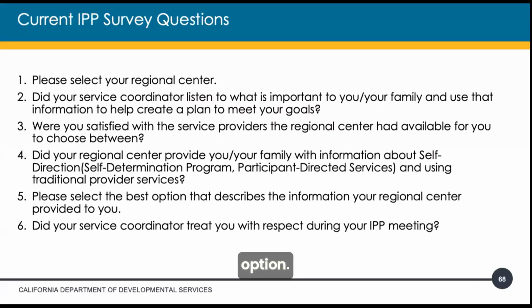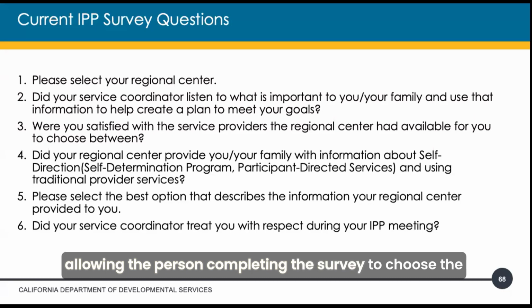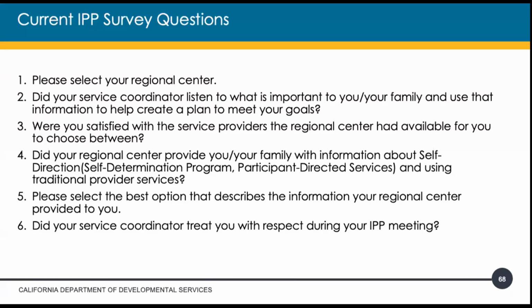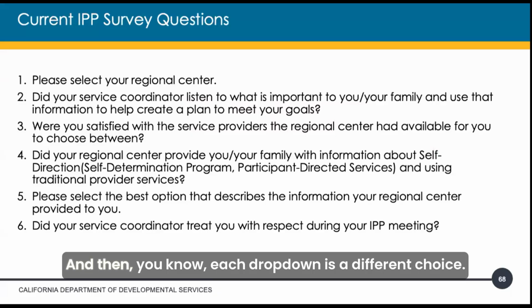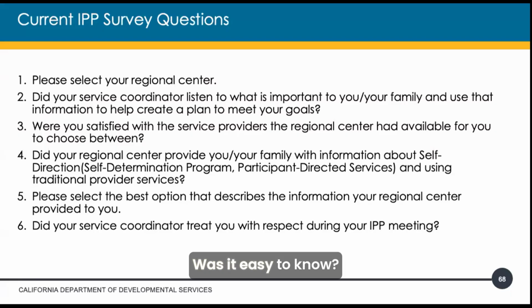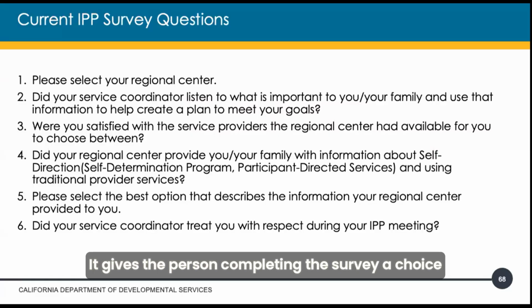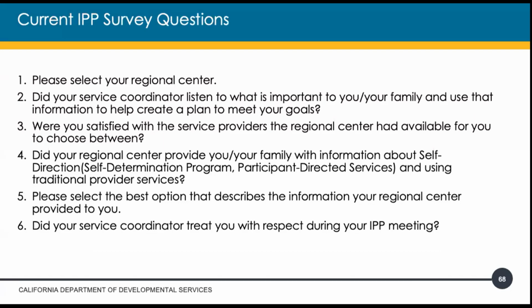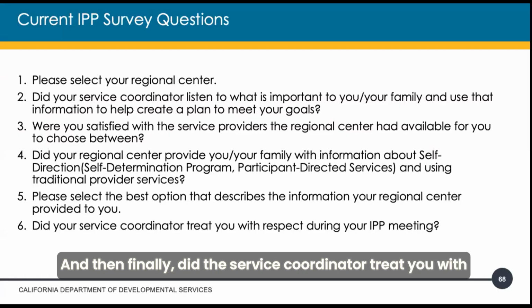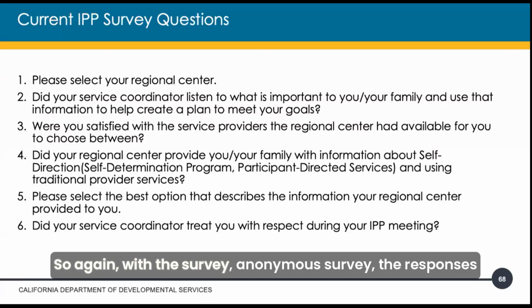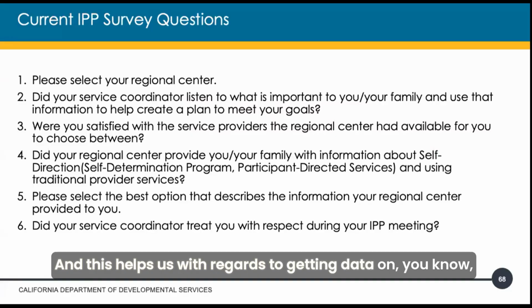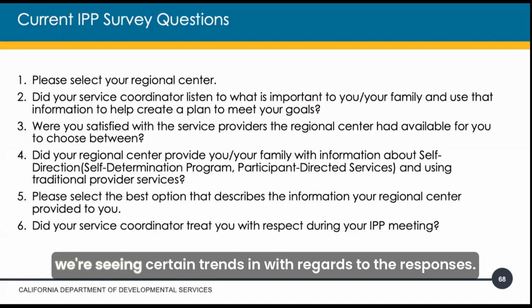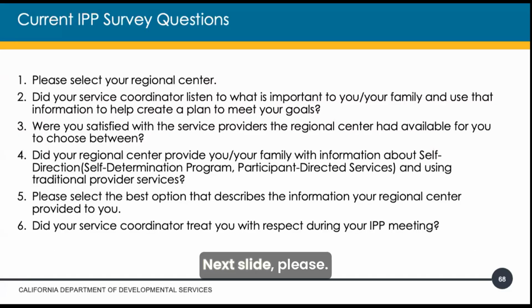For each of these questions, there's a drop-down option, allowing the person completing the survey to choose the phrase that best describes the information the regional center provided. This is about the information. Was the information provided easy to understand? And then each drop-down is a different choice. Was it easy to know? It was very difficult to understand. So it gives the person completing the survey a choice that describes how they felt their experience went. And then finally, did the service coordinator treat you with respect during your IPP meeting? So again, with the anonymous survey, the responses come directly to the department. And this helps us with getting data on whether we're seeing certain trends with regards to the responses. Next slide, please.